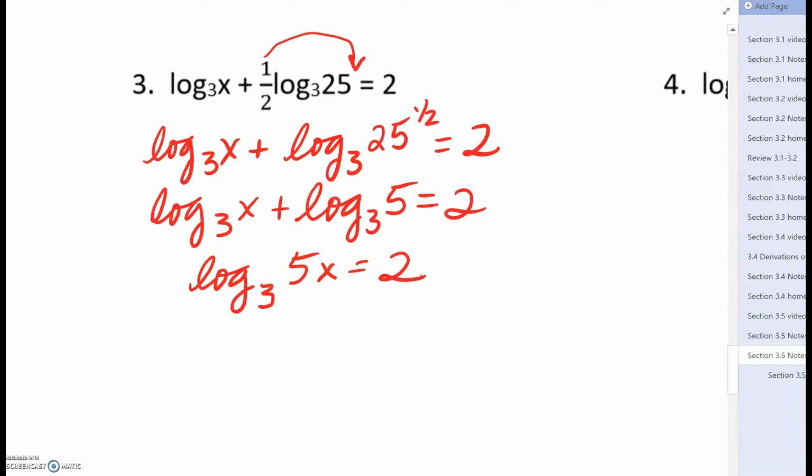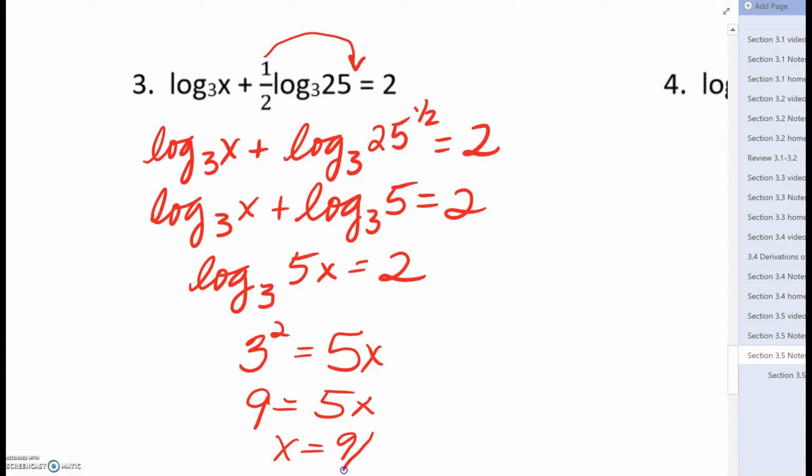Now we're ready to change it to an exponential. And 9 equals 5x. So therefore, x is 9/5. 9/5 would not make anything negative up here, so that is my answer.